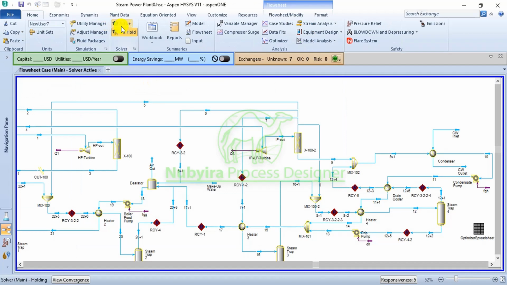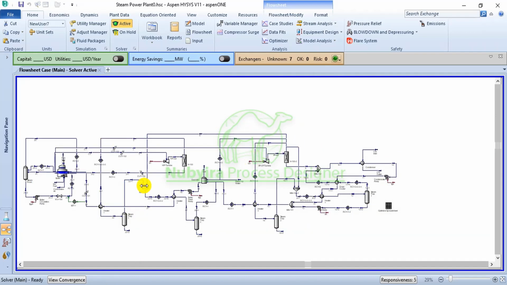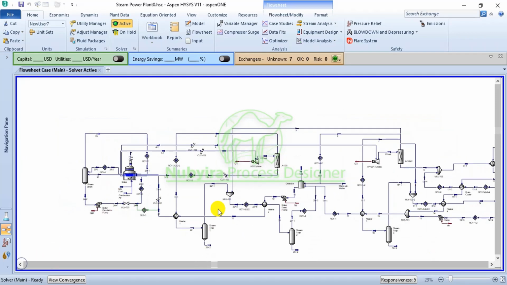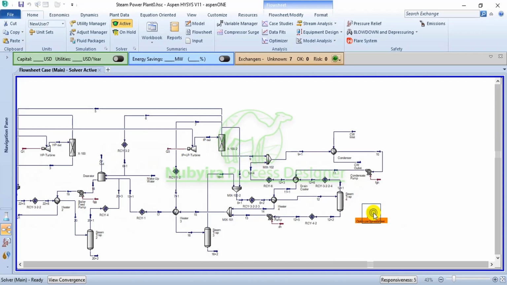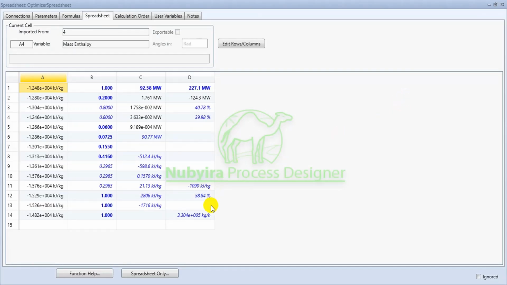So the flow sheet is in hold mode, so I've activated it. So it is now working again. So you can go to the spreadsheet and see. So it is now 84, and you can see the efficiency in terms of power is even very large, 40.39.98, and the steam rate has reduced to get to 100 megawatts. So you can see the power produced is now 92.58. And the boiler duty has reduced.